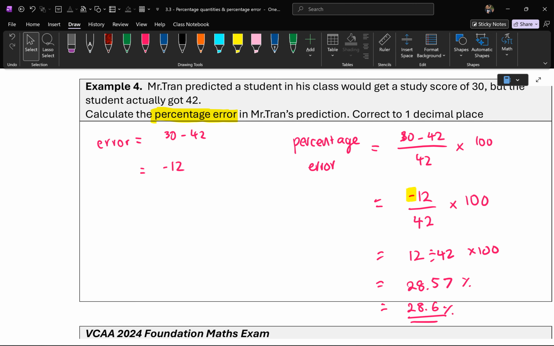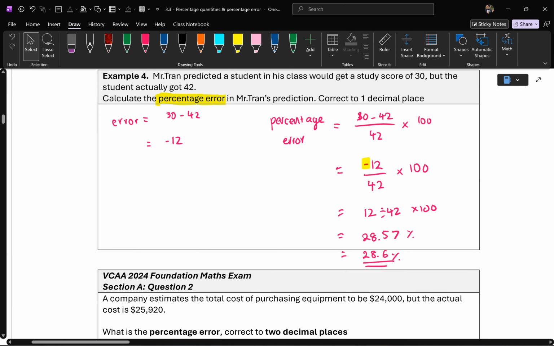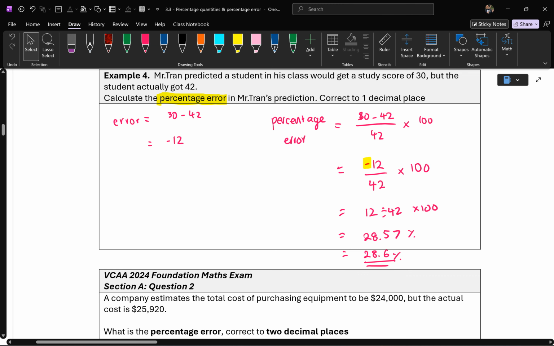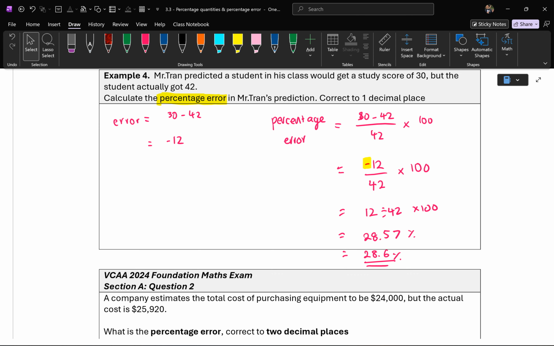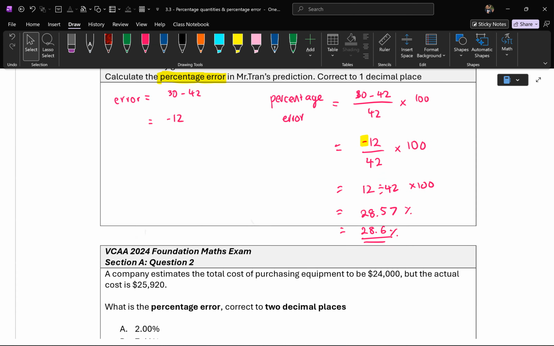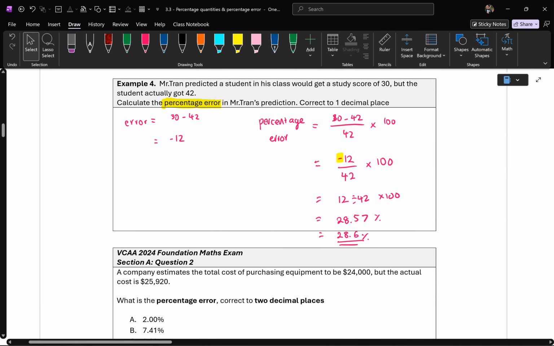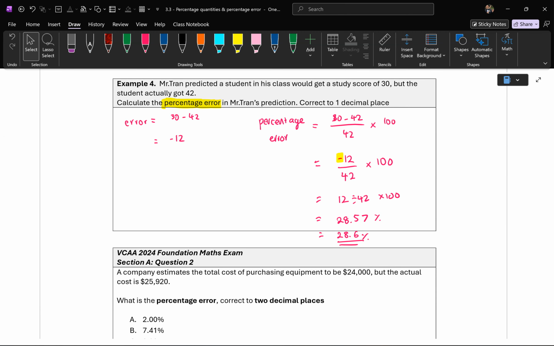Okay? And then I just checked in a 2024 exam question that you can try. That is an example that I think at the start of the year, some of you tried and some of you didn't get what percentage error was. You should be able to do it now. So that was one of the multiple choice questions we gave to you. So here's the example. See if you can work it out. A company estimates the total cost of purchasing equipment to be $24,000. So they guessed $24,000, but the actual cost ended up being $25,920. Work out the percentage error. Okay, so that was one of the questions I gave to you either during orientation or in one of your booklets.